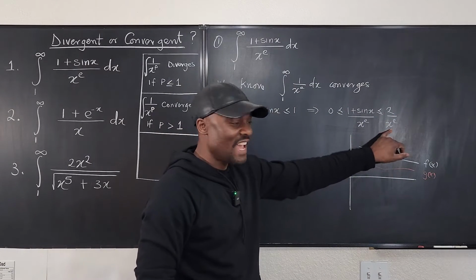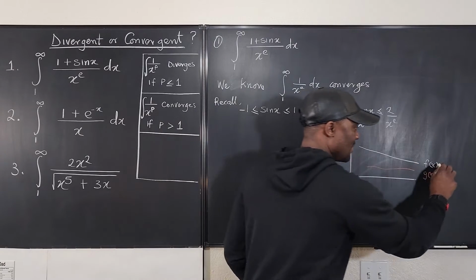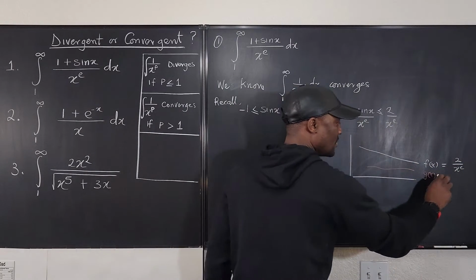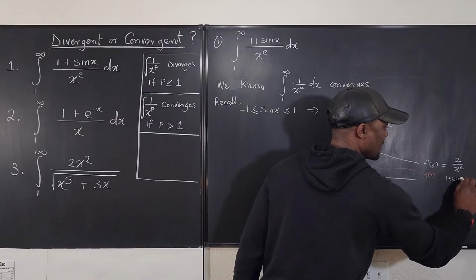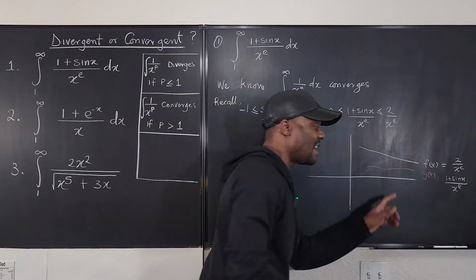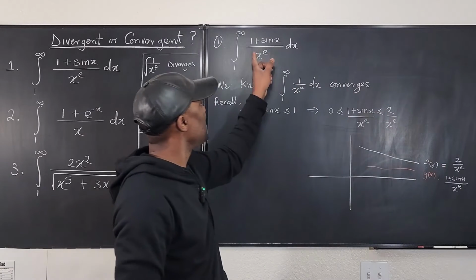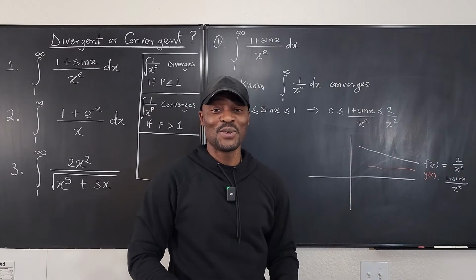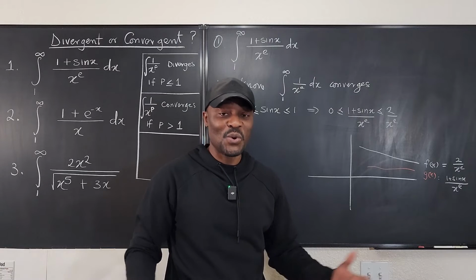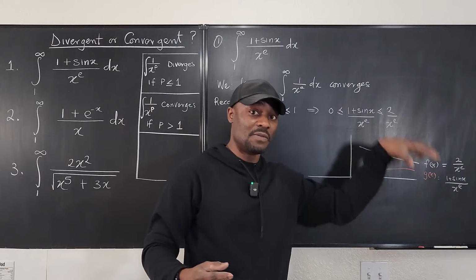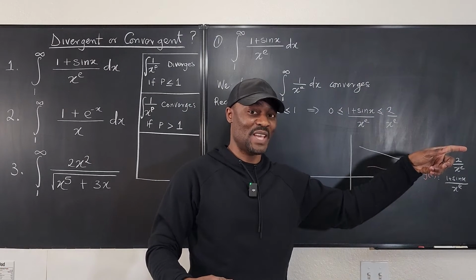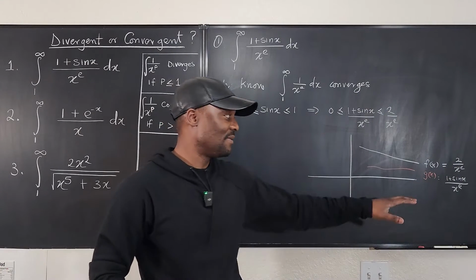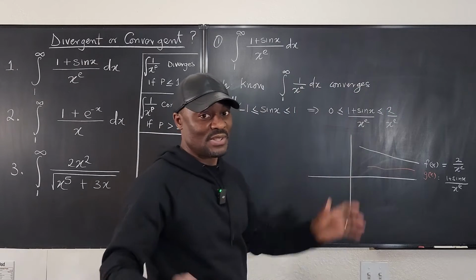So what I'm going to say is that the function on top here is 2 over x to the e, and the function under is my 1 plus sine x over x to the e. If this is true, then this integral converges. If it is not true, I have to go find another way to show that it converges or diverges. But you cannot use convergence to prove divergence, okay? You can only use convergence to prove convergence, okay? If this fails, then we have to think of something else.